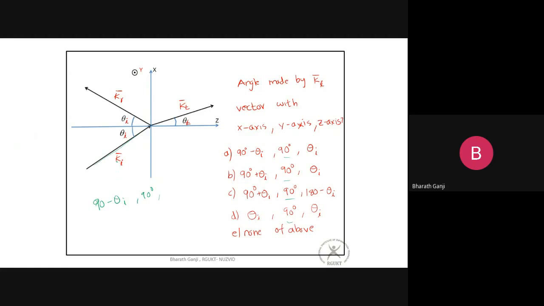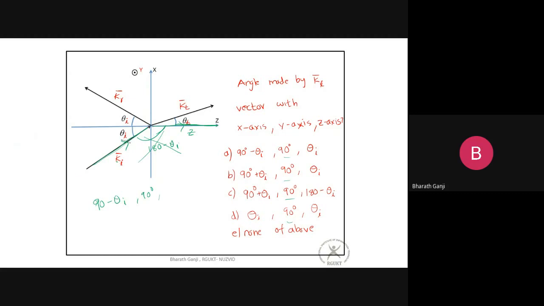And the next part is, what is the angle with the z-axis? Okay. And here also, I think the common mistake was that they took this as the z-axis, and since this is the vector, they defined the angle in between as 180 minus theta, but this is wrong. Why is it wrong?